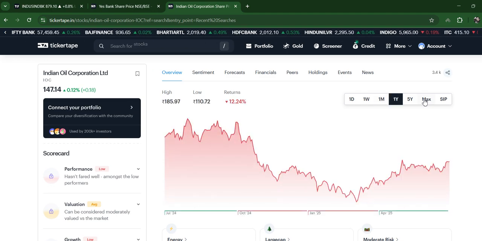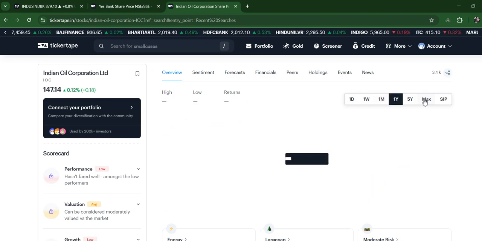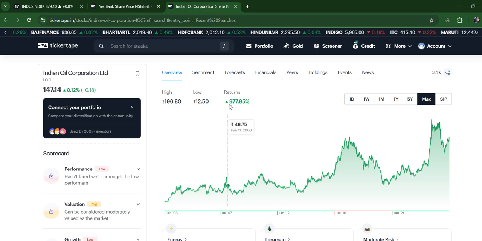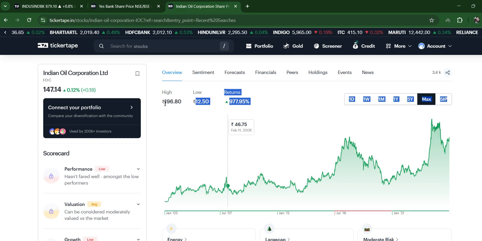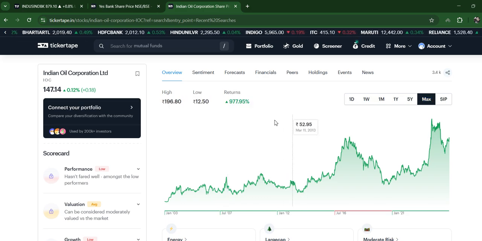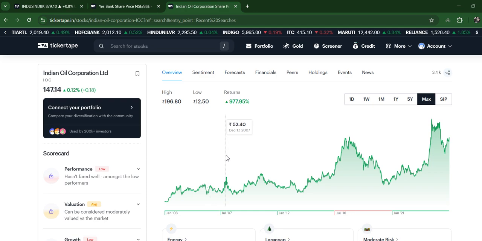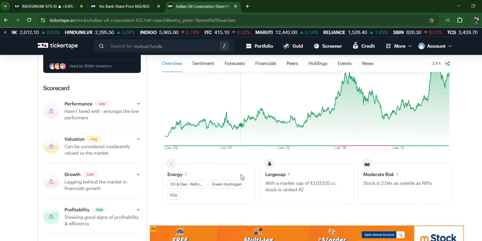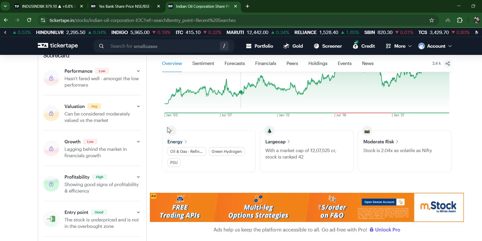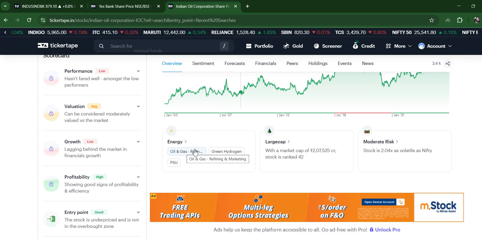If you check the maximum return, it has given 977.95 from the day of its listing till date, the highest and the lowest one. So basically this gives you an overview of how the share is, how much it has given in returns over a period of time, etc. If you go down here, it shows the sector to which it belongs. So it is in the energy sector, which is oil and gas refineries and marketing.